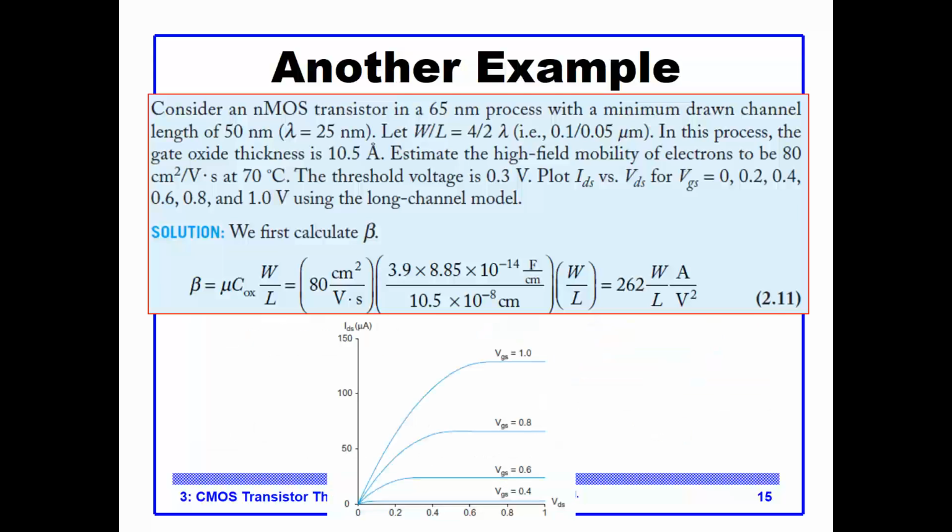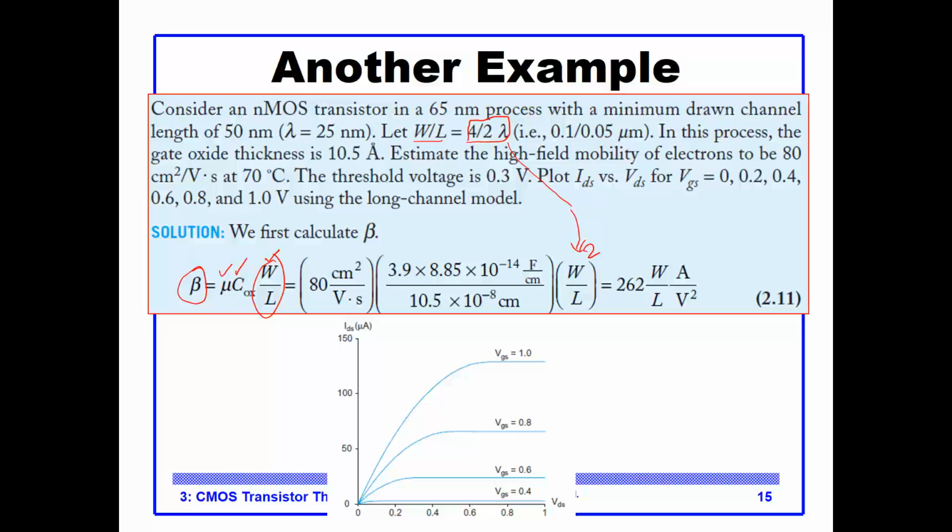Okay. Here's an example. He wants us to compute the values of the current, and this is something you will do in the exam. The most important thing, and we will have an example for that, is to determine this factor beta. As we said, it's equal to mobility times COX times W over L, and from the question you can get the values. So, for example, W over L, he's saying that W over L equals 4 over 2 lambda. 4 over 2 lambda here means it equals 2.